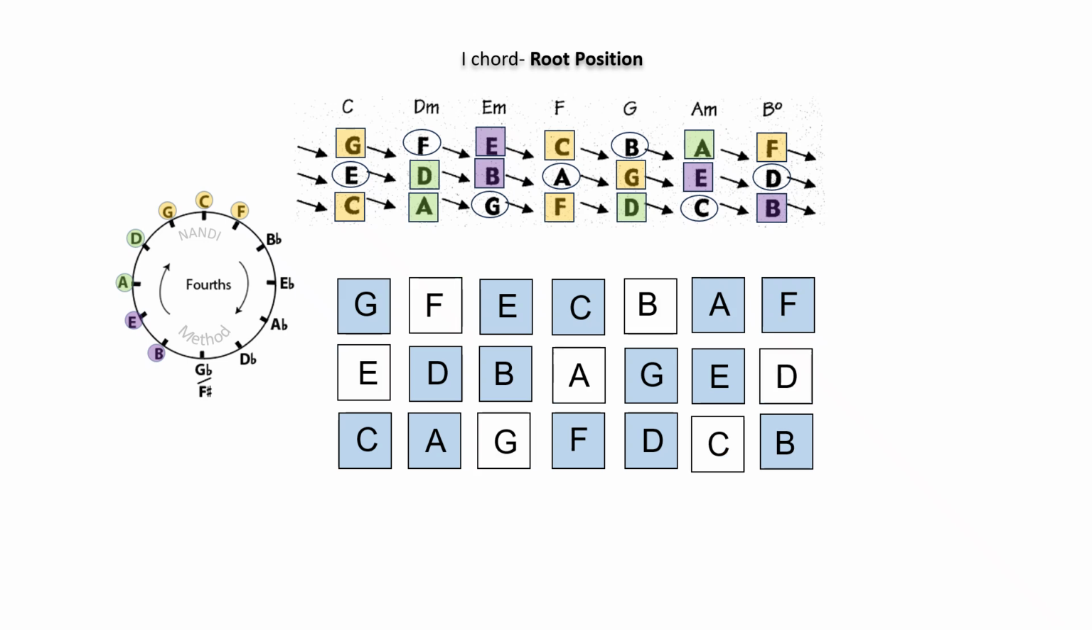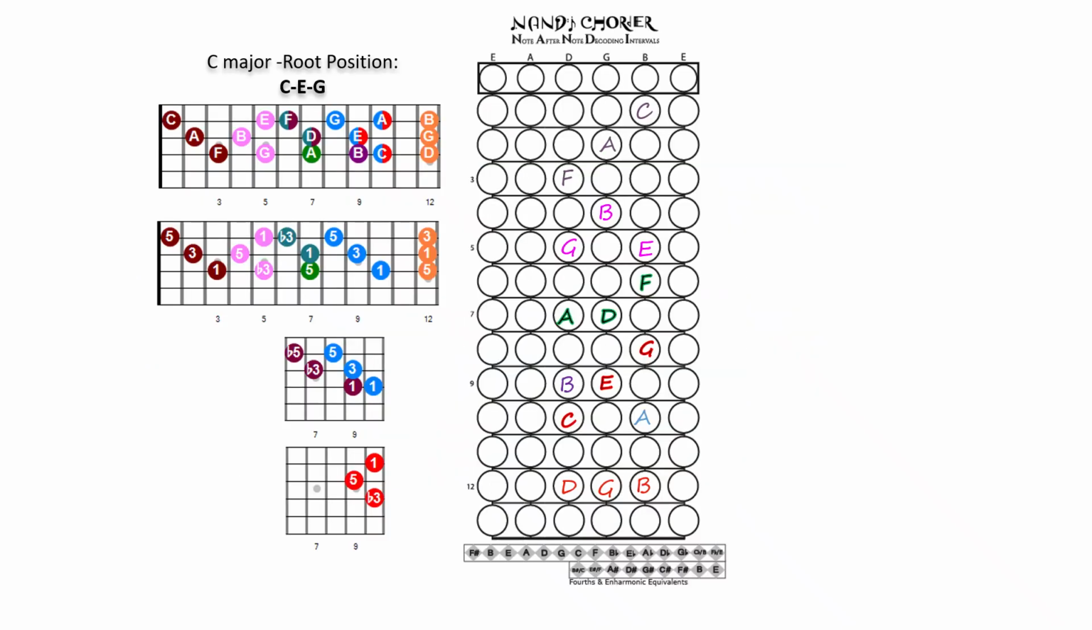As the last step, add the third above each chord's root. The repeating inversion pattern is root, second inversion, and first inversion. The ascending chords follow a descending pattern on both the fretboard diagram and our reusable chorder.